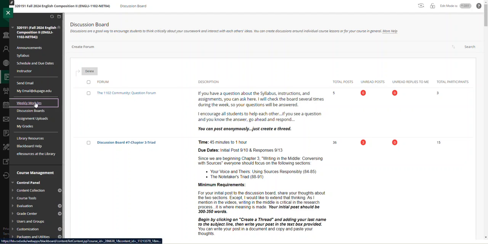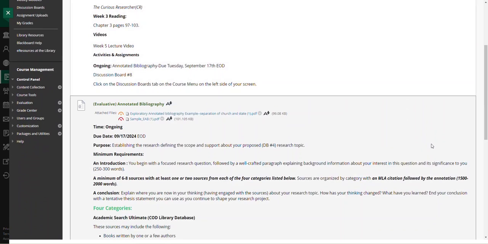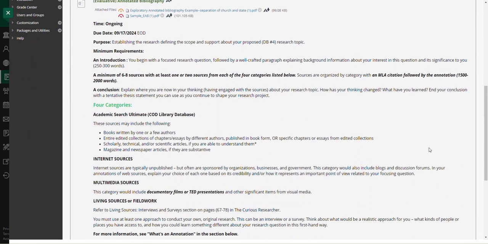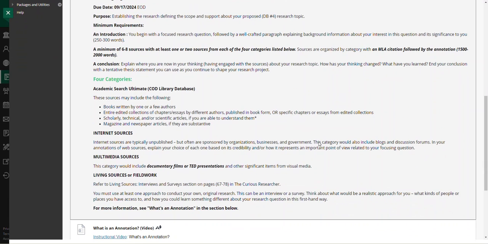Now getting over to the weekly module, with week 5, it would be really redundant if I ran through this particular assignment. Again, I urge everybody to please read this closely. Take a look at the 2 sample annotated bibliographies. As I always say, they are examples. There is no perfect student example I can use, but you should have a clear understanding of the assignment here.